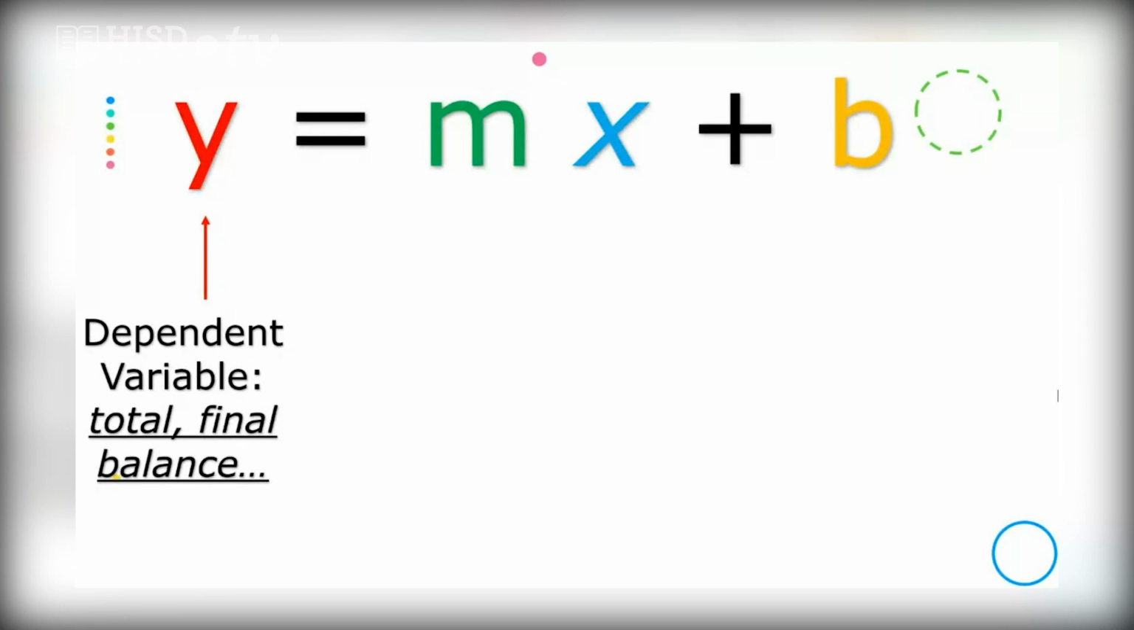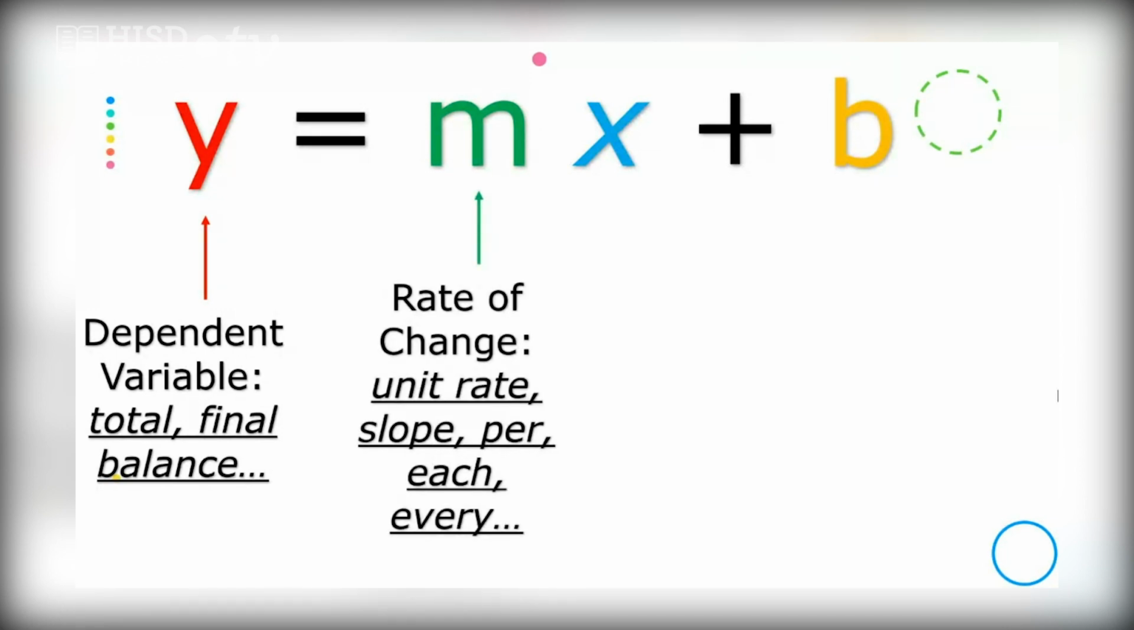Okay, we go to the next letter, and that's going to be the letter M. And this M represents a rate of change. It means a unit rate or a slope, and is represented by words that describe something that repeats over time. So something like per, or each, or every.